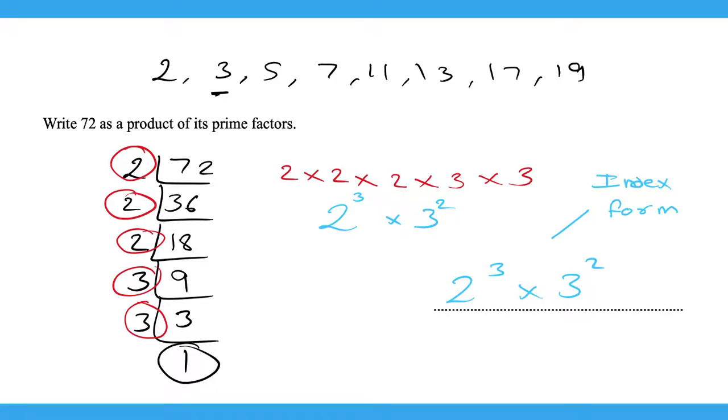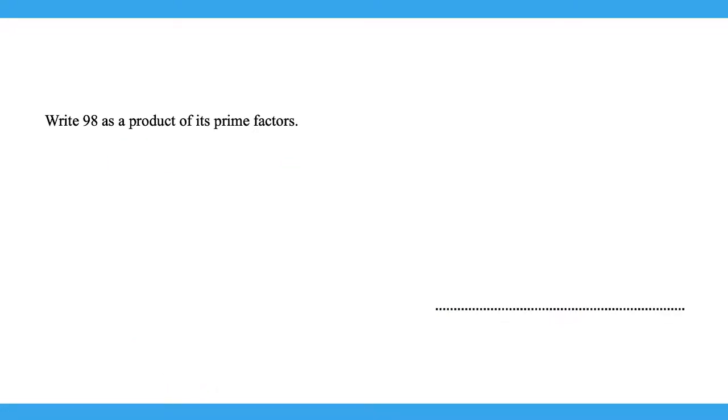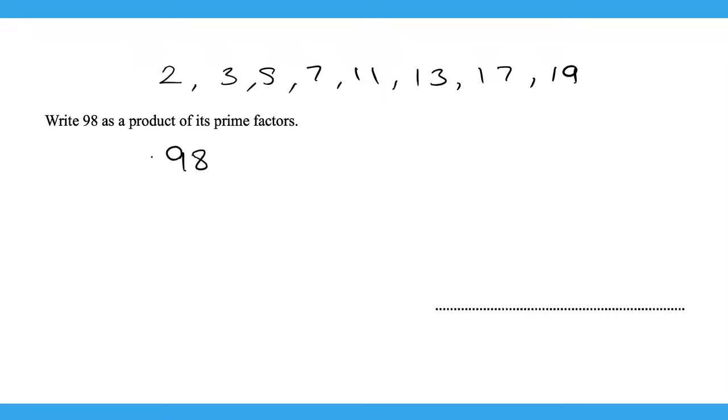Okay, final question. It says write 98 as a product of its prime factors. So same process, let's write out our prime numbers. So we have 2, 3, 5, 7, 11, 13, 17 and 19. Okay, 98, what's the smallest prime number that 98 goes into? It's 2. Okay, so 98 divided by 2 will give you 49.